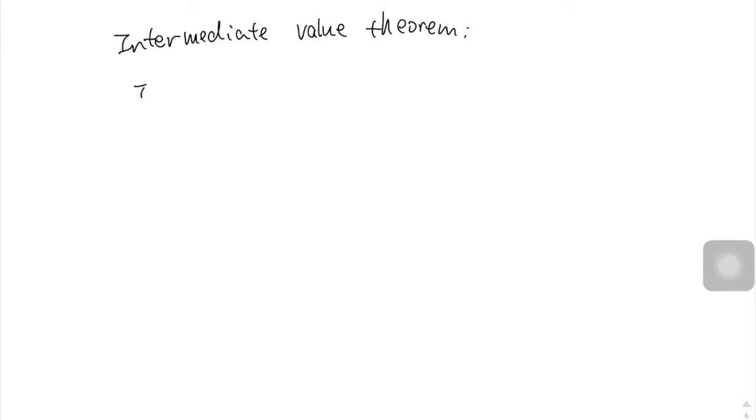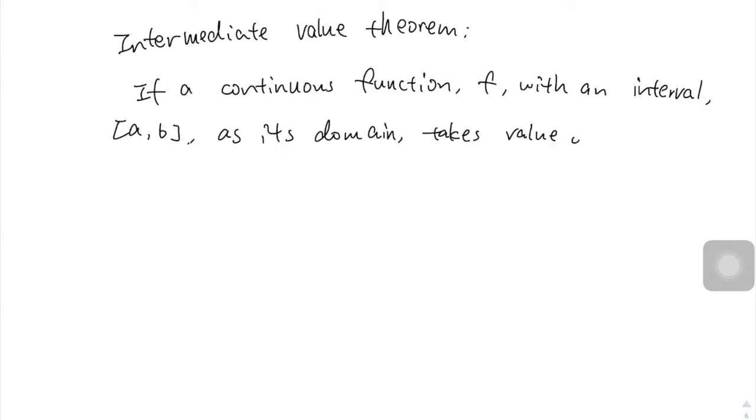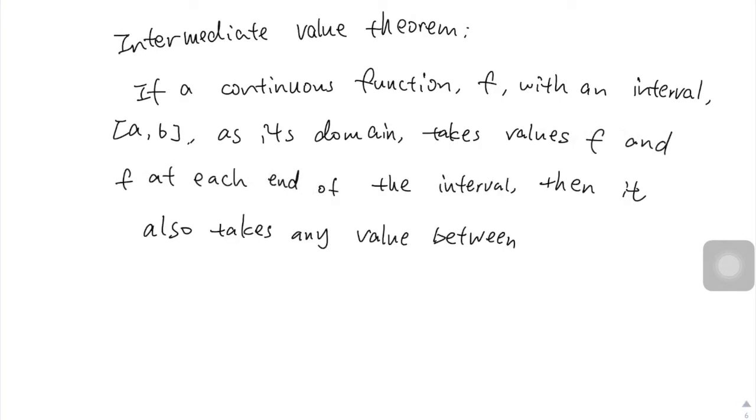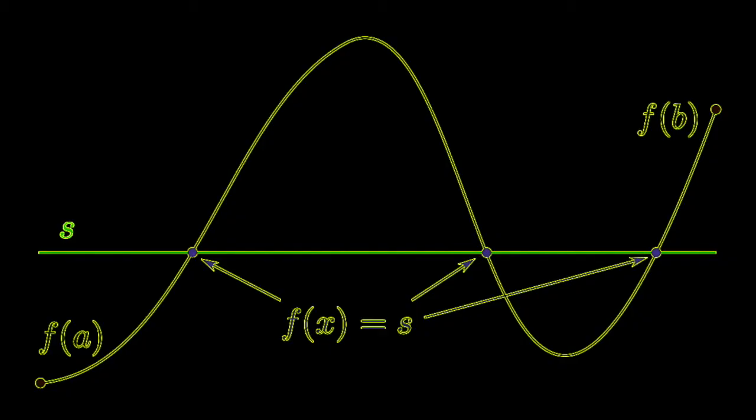The intermediate value theorem states that if a continuous function f within interval [a, b] as its domain takes the values f(a) and f(b) at each end of the interval, then it also takes any value between f(a) and f(b) at some point within the interval. It may sound vague, but if we look at the graph, we will see that as long as the graph is continuous, every point has its own value between the two endpoints.